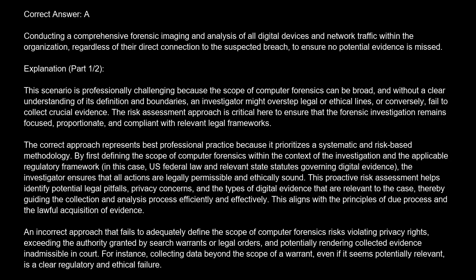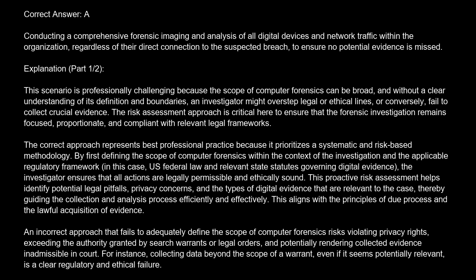The correct answer is A. Conducting a comprehensive forensic imaging and analysis of all digital devices and network traffic within the organization, regardless of their direct connection to the suspected breach, to ensure no potential evidence is missed.